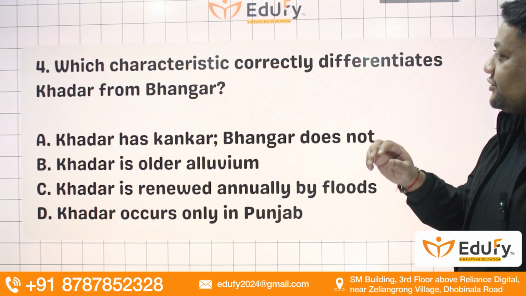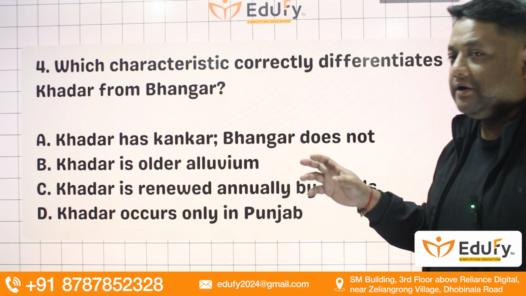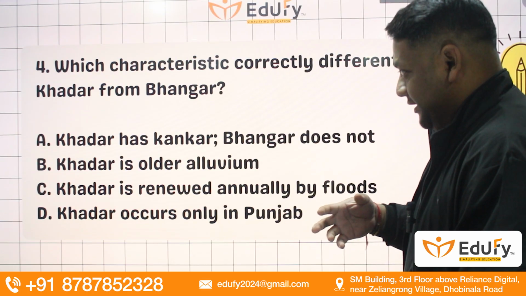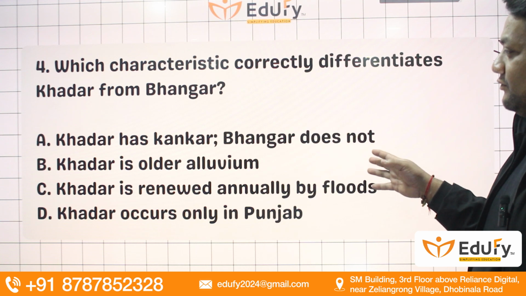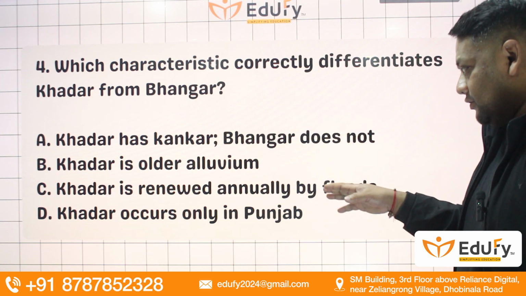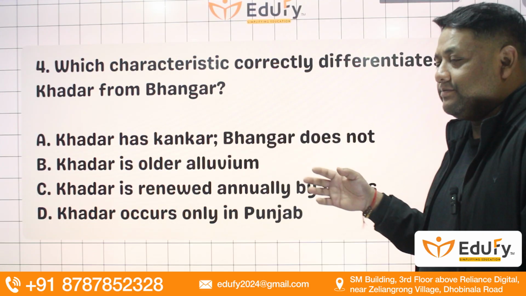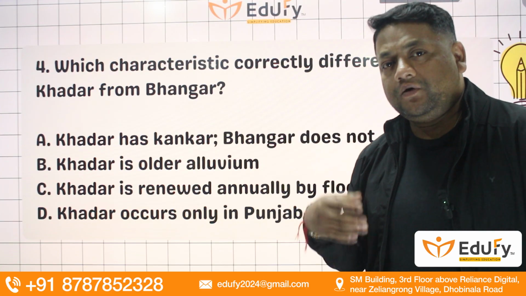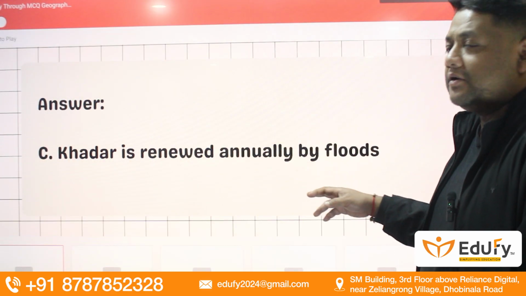Next question. Which characteristic correctly differentiates Khadar from Bhangar? Khadar, remember, is a floodplain, and Bhangar is an old alluvial soil plain. Khadar has kankar, Bhangar does not. Khadar is older alluvial, no, not at all. Khadar is renewed annually by floods. Khadar occurs only in Punjab. Remember, Khadar is renewed annually by floods because, as I already mentioned, it is also called floodplain. That's why the renewal of soil is constant every year. So technically C is the right answer.